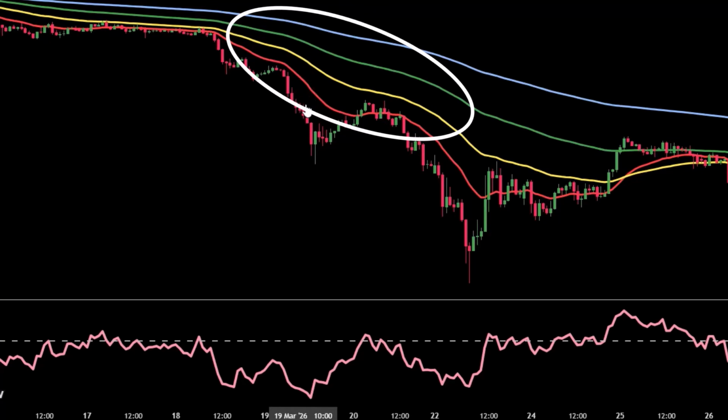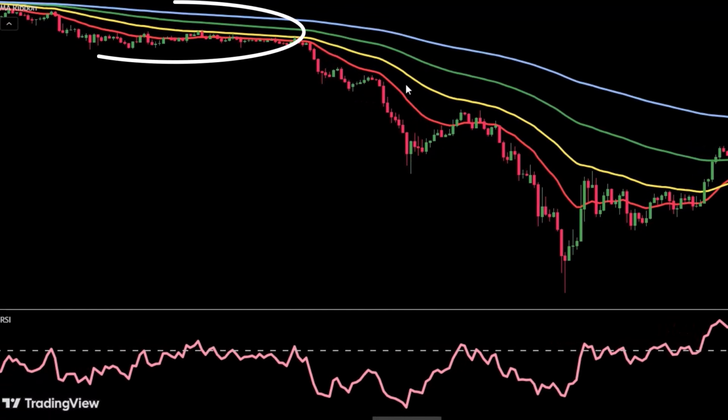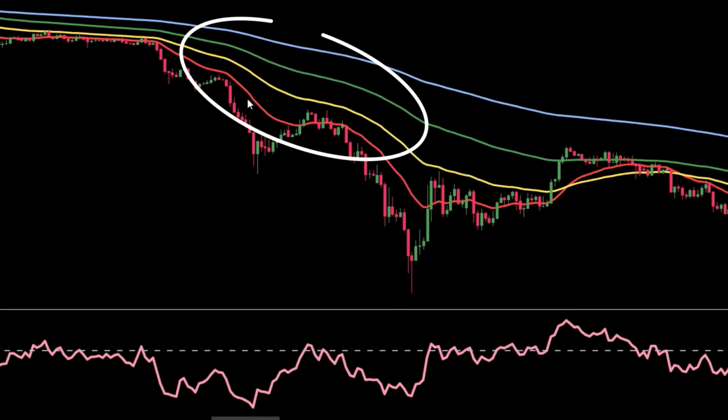Next, look at the ribbon itself. We want it to be wide with the moving averages clearly separated. A wide ribbon tells us the downtrend has enough strength to continue. If the ribbon is flat, compressed, or the lines keep crossing each other, it's usually a sign of a sideways market, so it's better to wait. In this example, the ribbon is wide, well aligned, and pointing downward, so both conditions are met.